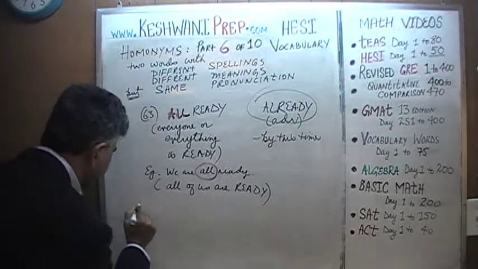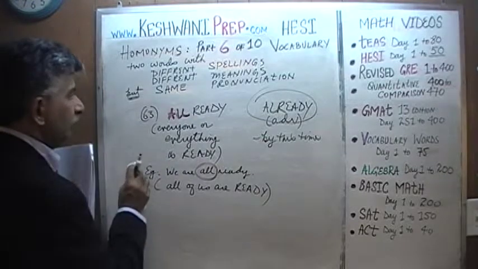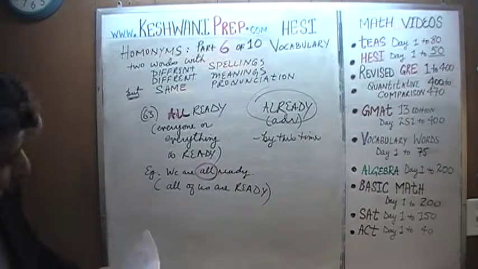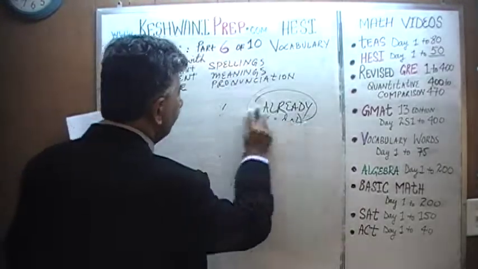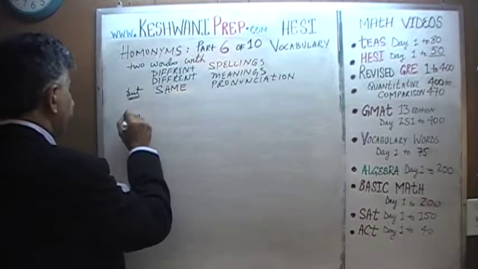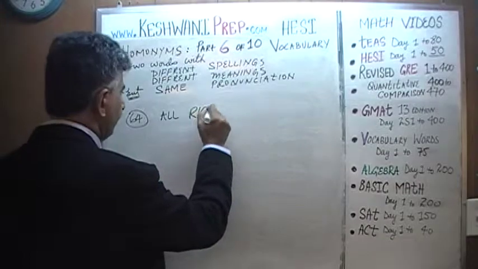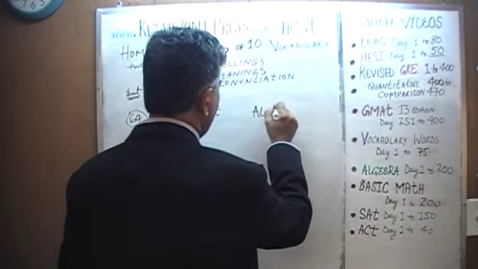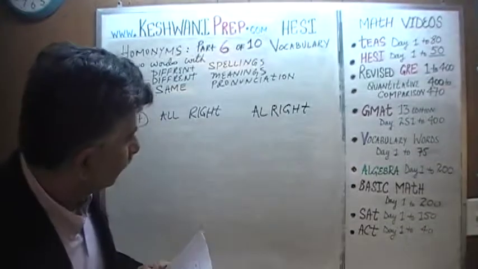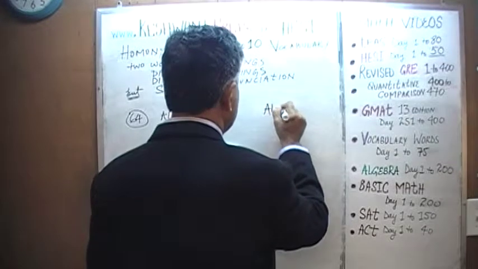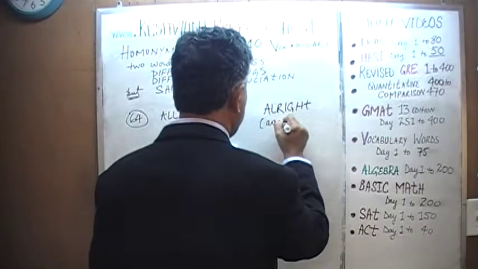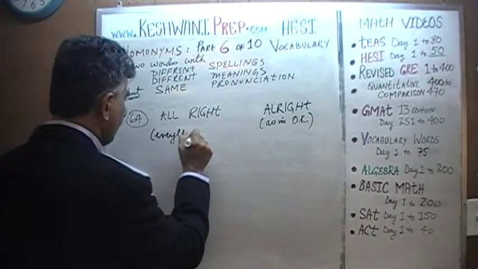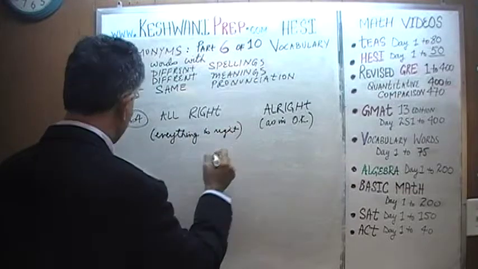Number 64. Let's do number 64 on the top, so we have more room. Again, strictly speaking, it does not qualify as homonyms because these are two words. I should have done a better job than that. All right, as in okay. All right means everything is right. Everything is right. Everything is okay.